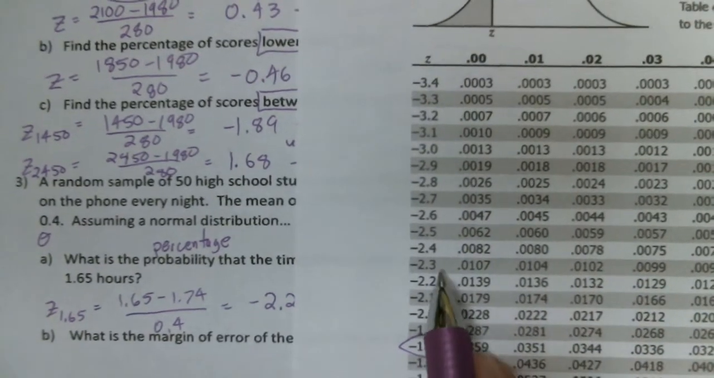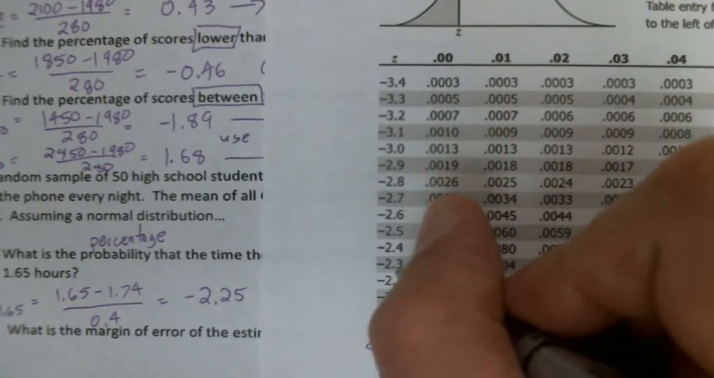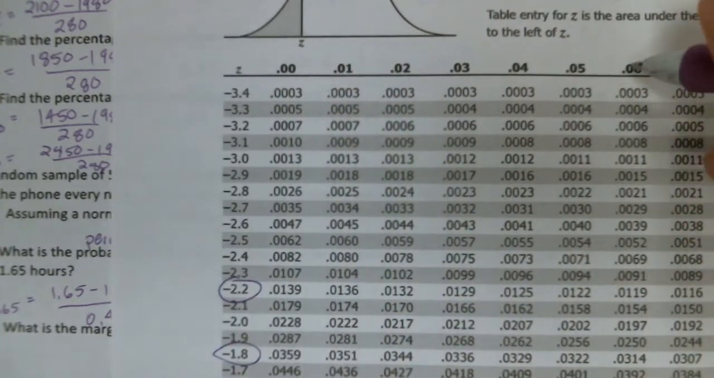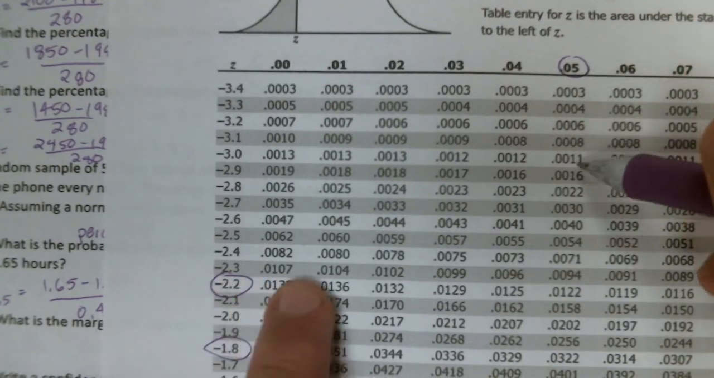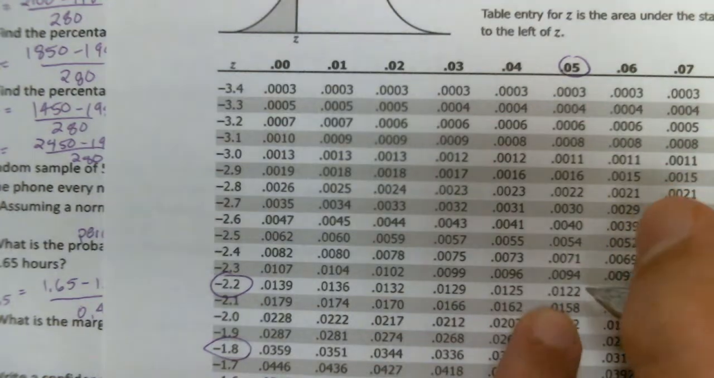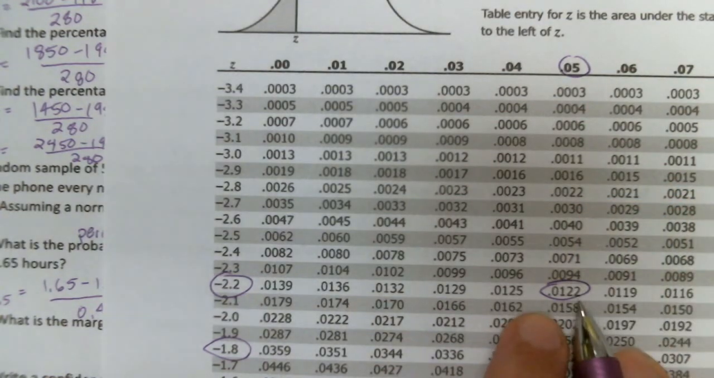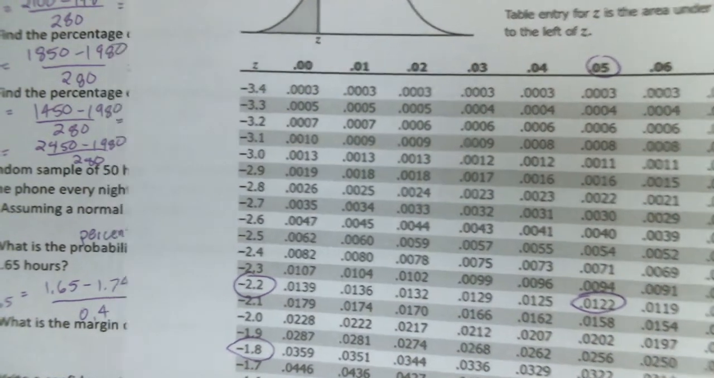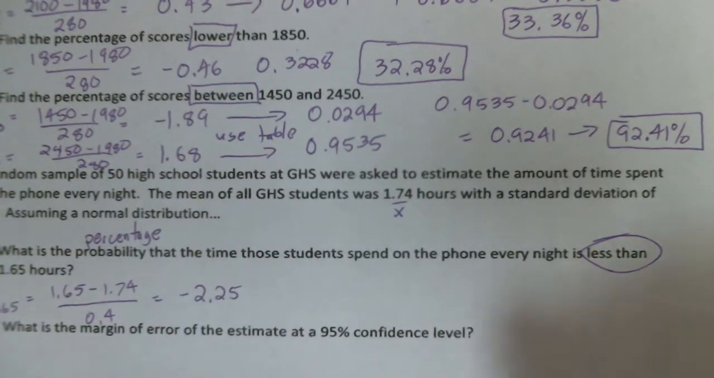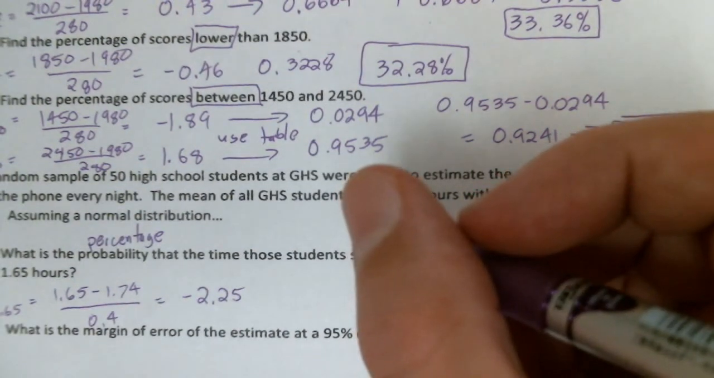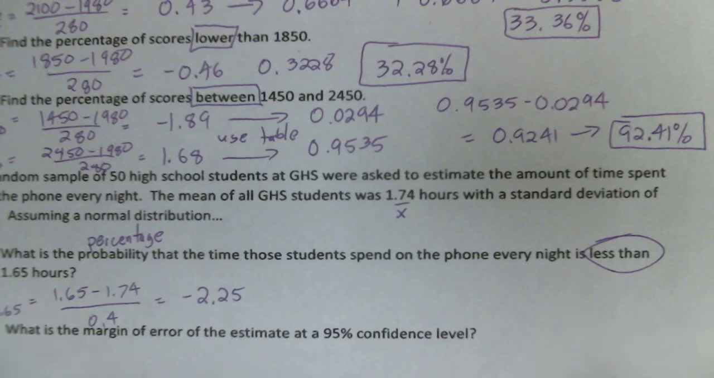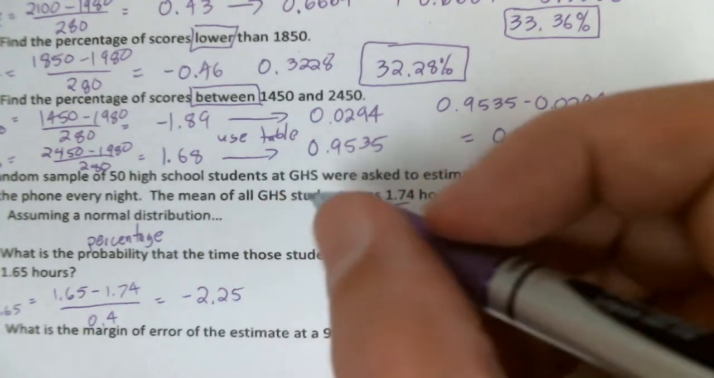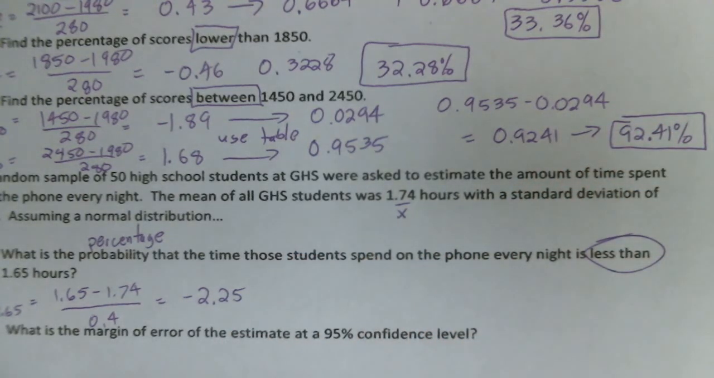All right, so we got -2.25. There's -2.2. Here's the 0.5, so that's going to correspond to a percentage of 0.122. Okay, -2.25. Let me make sure I'm doing this right.